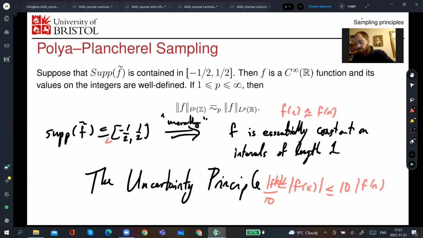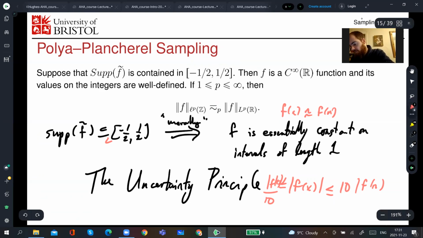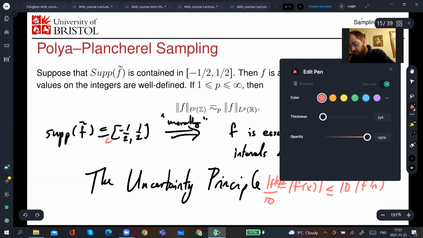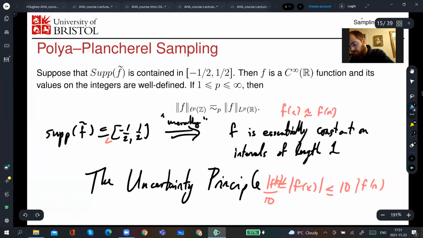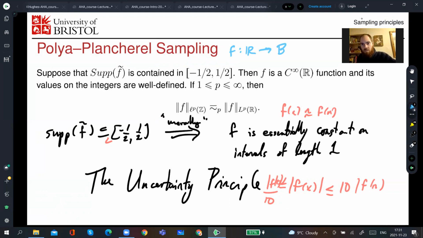So in particular, let's get a different color going on here. Okay, we could have said f maps, say, R to some Banach space B. Assume B is finite dimensional, something like ℓ^∞(N).